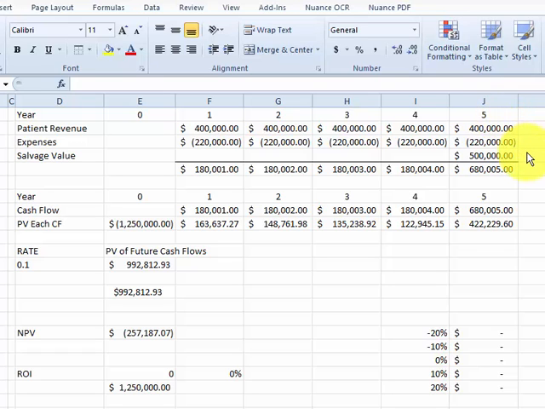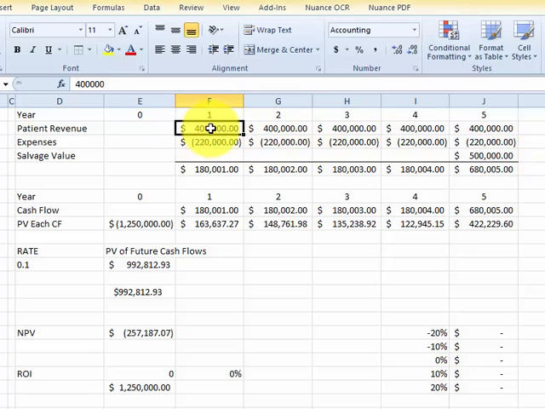And just like when you get rid of a car, usually you have trade-in value. Our scanner is going to have something called salvage value. And that salvage value is going to be $500,000. Now, we're going to go off some assumptions here.